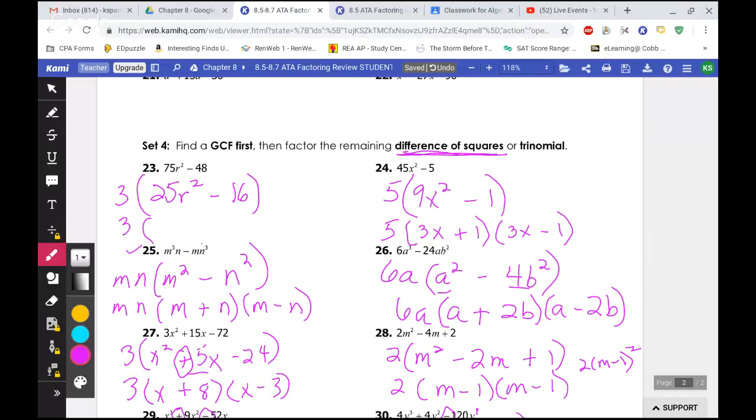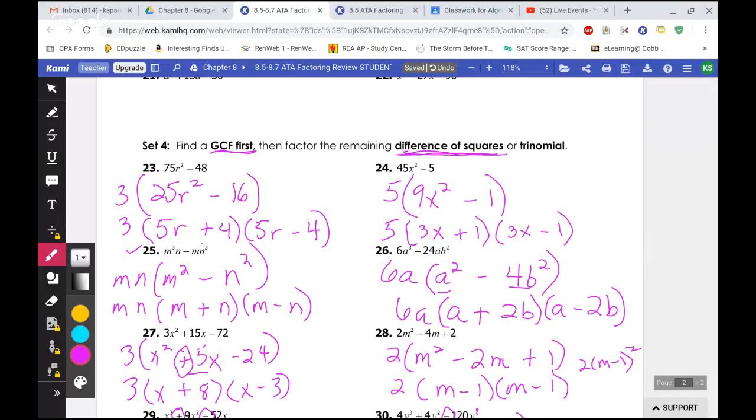So the square root of 25r squared is 5r, and the square root of 16 is 4. So in one set of parentheses, you'll have 5r plus 4. The other set of parentheses, you're going to have 5r minus 4. And how that happens, remember, if you were to check this and FOIL it out, that middle term cancels out. So those are the greatest common factor first.